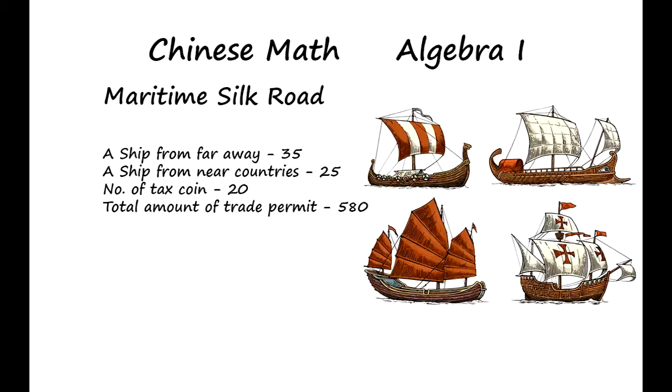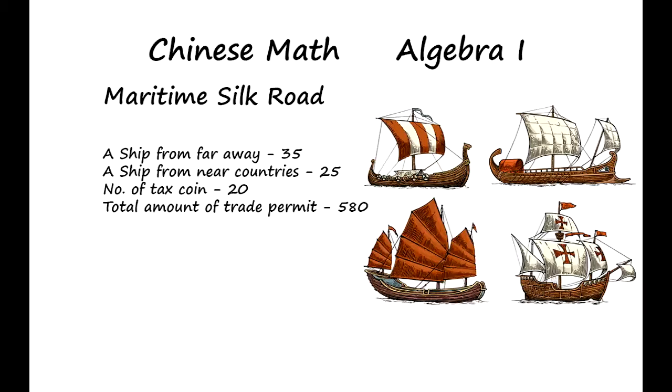Now each ship that arrived needs to pay one gold coin for the tax to use the port for trading. Once the ship pays the tax coin, they receive a ticket from the government worker. Each ship gets 25 tickets if coming from nearby countries, but a ship coming from far away, like India or Europe, gets 35 tickets.